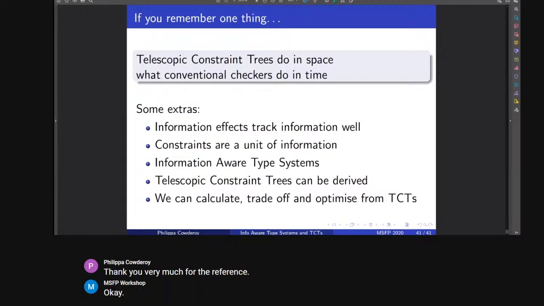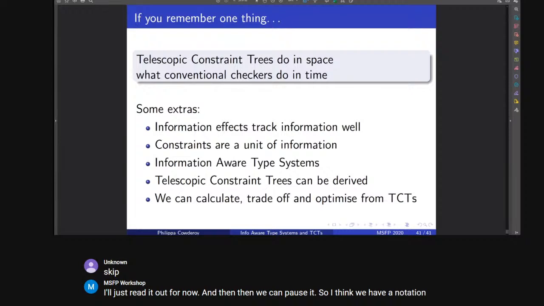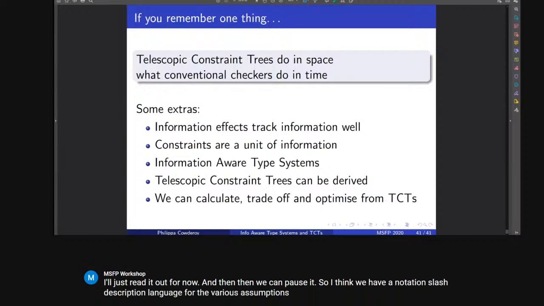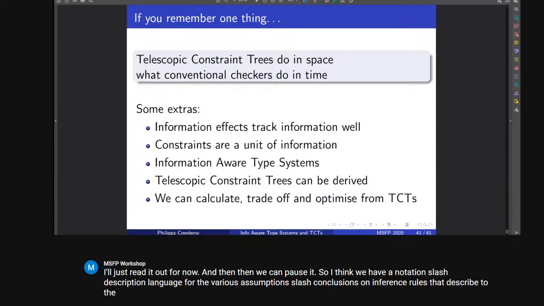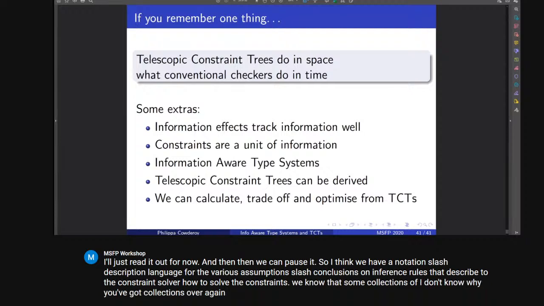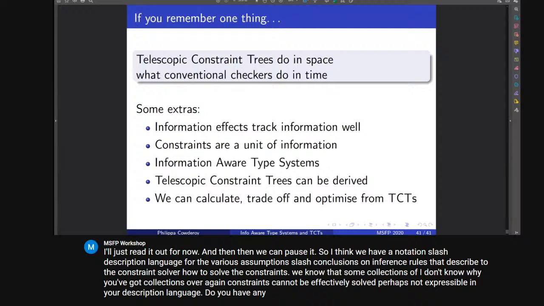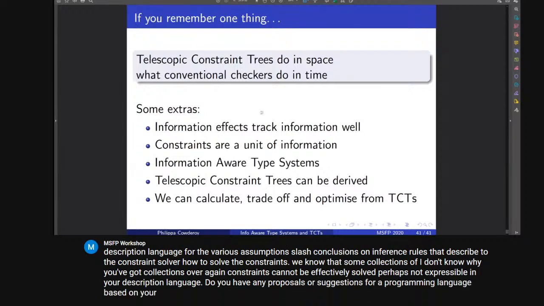Okay. I guess let's take a silent question now. Ohad has rather a long one. I'll just read it out for now, and then we can parse it. So, I think we have a notation/description language for the various assumptions/conclusions on inference rules that describe to the constraint solver how to solve the constraints. We know that some collections of constraints cannot be effectively solved, perhaps not expressible in your description language. Do you have any proposals or suggestions for a programming language based on your constraint descriptions that gives the programmer tighter control over constraint solving?